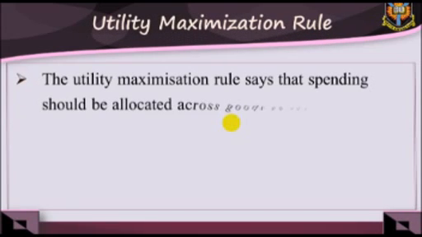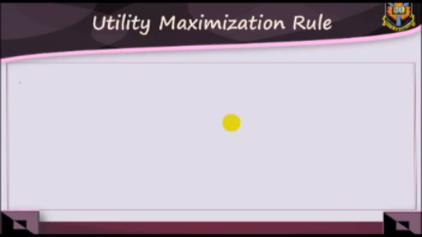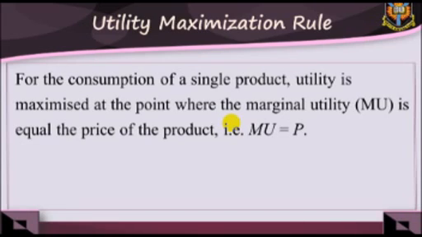Utility maximization rule. The utility maximization rule says that spending should be allocated across goods so that the marginal utility per naira is the same for each good. For the consumption of a single product, utility is maximized at the point where the marginal utility is equal to the price of the product, that is, MU equals price.